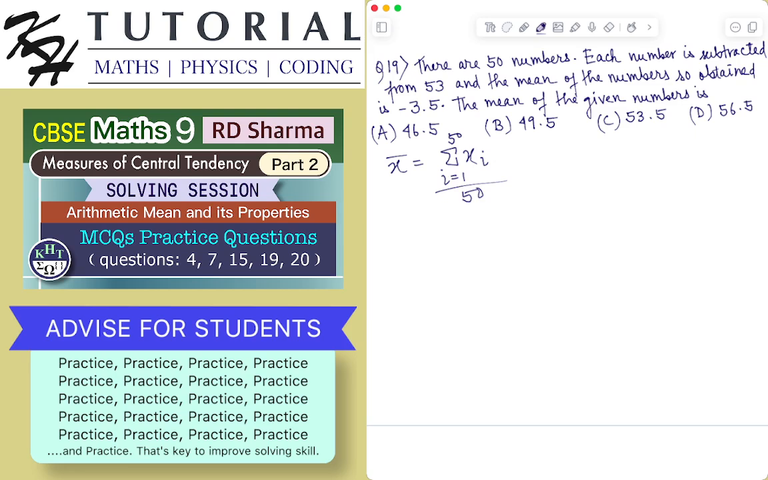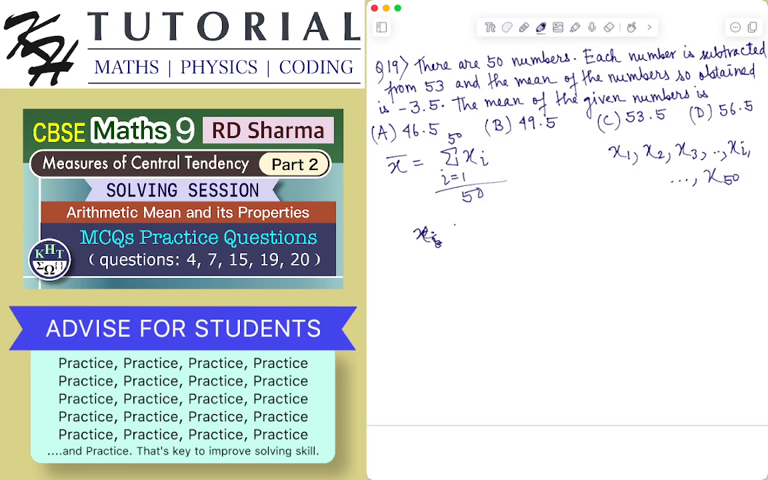Fine. Now what is given? Each number is subtracted from 53. Each number is subtracted from 53 means the number xi, let's say the ith number. So the observations were, let's say, x1, x2, x3, likewise xi, and then up to x50. So the observations after subtracting each number from 53, what are the numbers of the new observations?